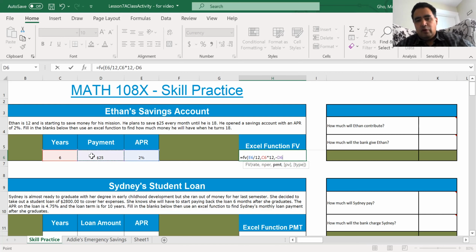These formulas are actually written for accountants, and they do things a little bit backwards. So if you don't put a negative sign in front of the payment amount, it will give you a negative value.